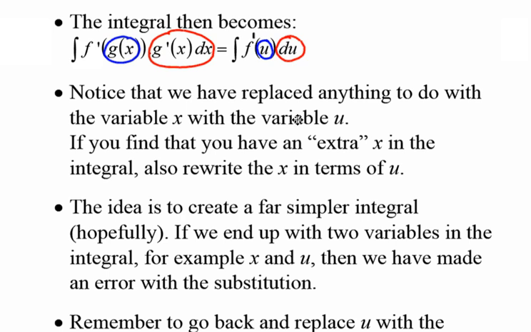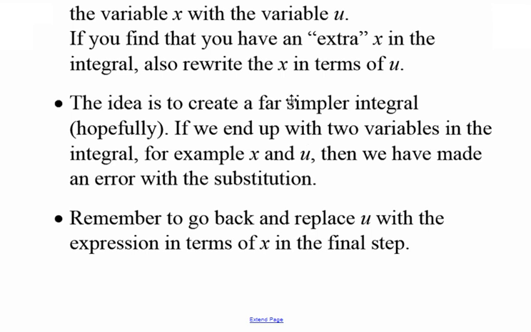Notice that we have replaced anything to do with the variable x with the variable u. If you find that you have an extra x, it doesn't show in this generic form, but if you have an extra x in the integral, you rewrite that x also in terms of u. So the idea is to create a far simpler integral. Sometimes it might not look so simple at first, but a bit of simplification makes it easier. If we end up with two variables, an x and a u, then you know you've made a mistake. Right, in the last step, you go back and you replace everywhere with u with the expression that had an x in. So your answer still has x's.